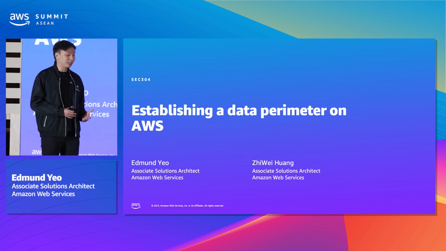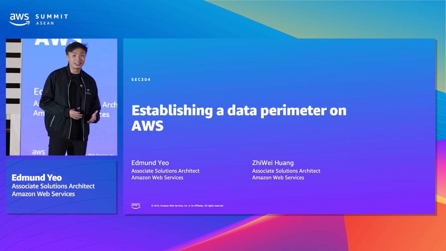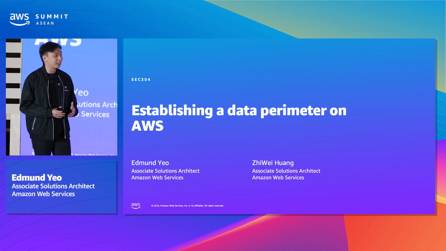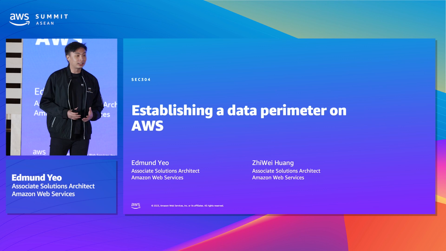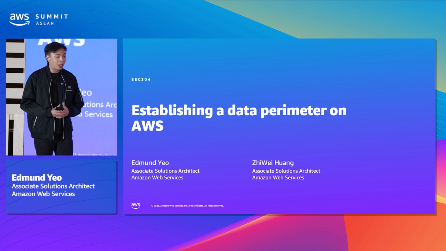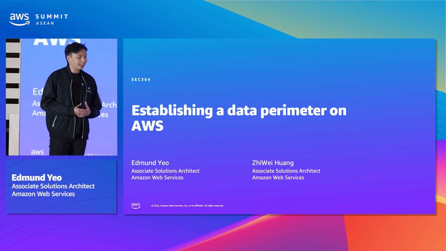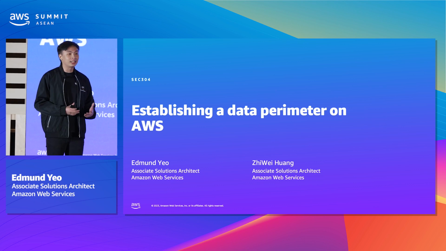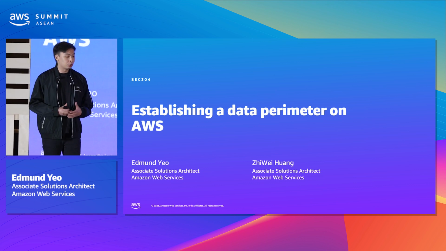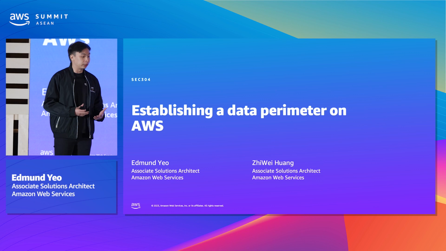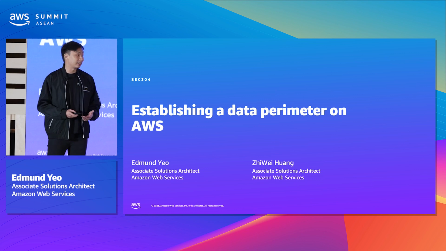So in the next 30 minutes, you will learn how to establish organizational-wide guardrails to help prevent unintended access to your data. So my name is Edmund. I'm an associate security architect that helps our customers to build securely and confidently on AWS. Joining me on stage later will be Zhiwei, who is a financial services solution architect.